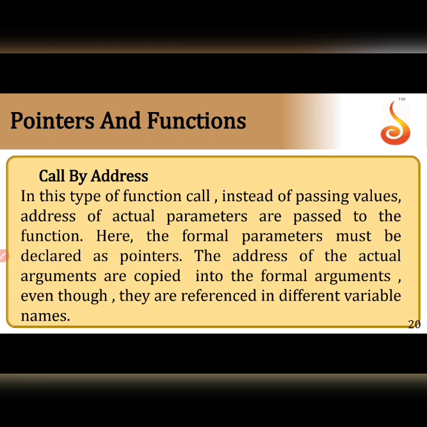Then we'll start with by address. We did not do address yesterday. We did only by value and by reference. So what happens in this address? In this type of function call, instead of passing values, the addresses of actual parameters are passed to the function. Yes, by reference also we pass the address. By address also we pass the address. Here the formal parameters must be declared as pointers.